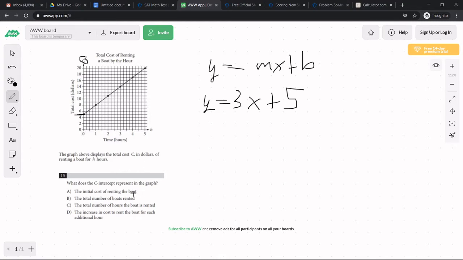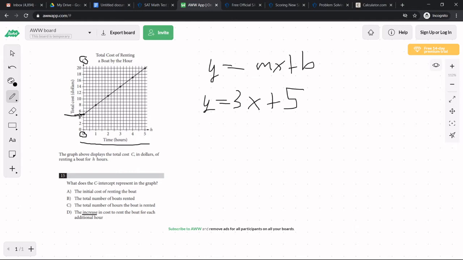The cost is the initial cost of renting the boat, right? We know that because obviously you're starting at 0 hours. So it can't really be the increase in cost because it's just the initial price. It's before you've actually spent any time in the boat, so it can't be increase, right? The total number of hours the boat is rented, that wouldn't make sense because you have this as an axis, right? So these numbers tell you how long the boat has been rented.